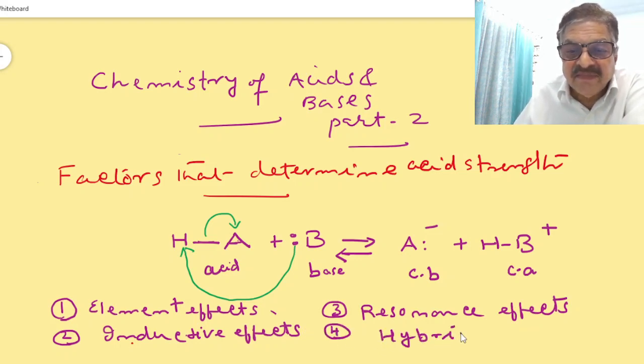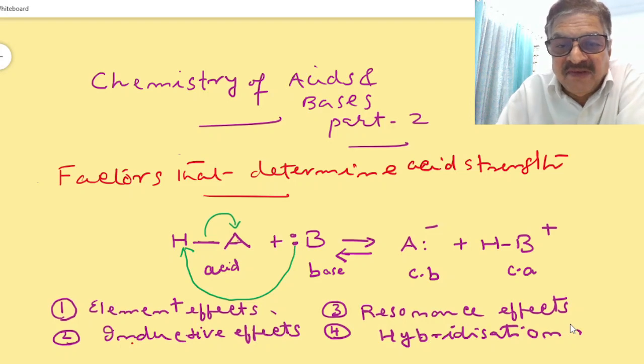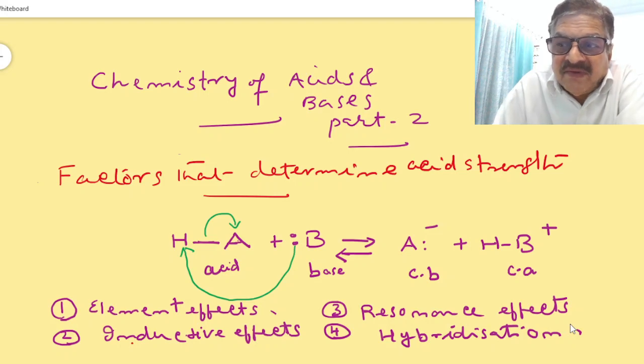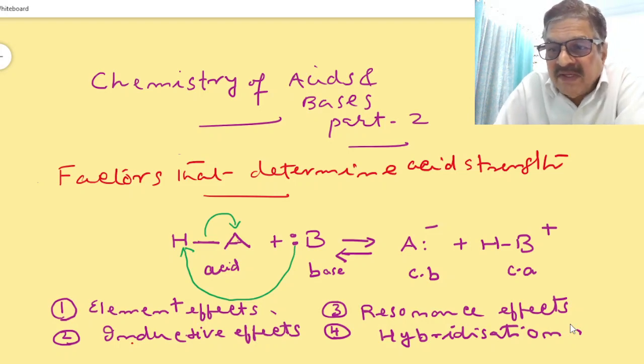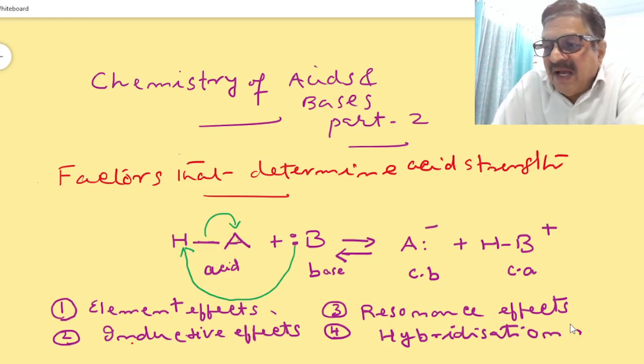So primarily these are the 4 different factors that influence the strength of the acid HA. Whatever may be the case, the fundamental principle, as I explained to you, is the stability of the conjugate base. The more stable the conjugate base, the more acidic the acid will be.